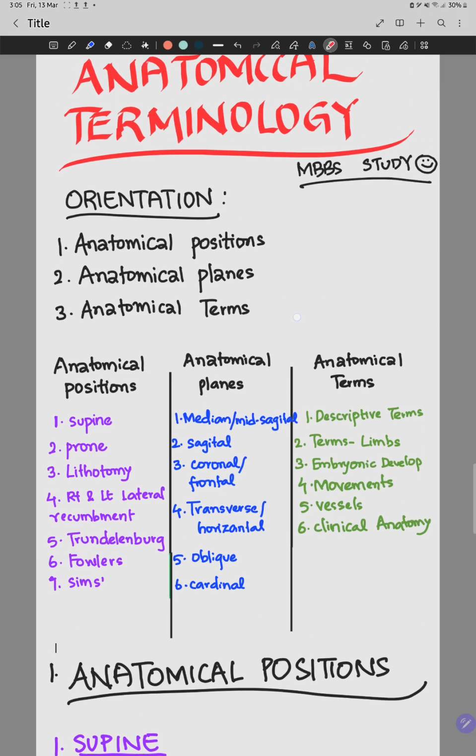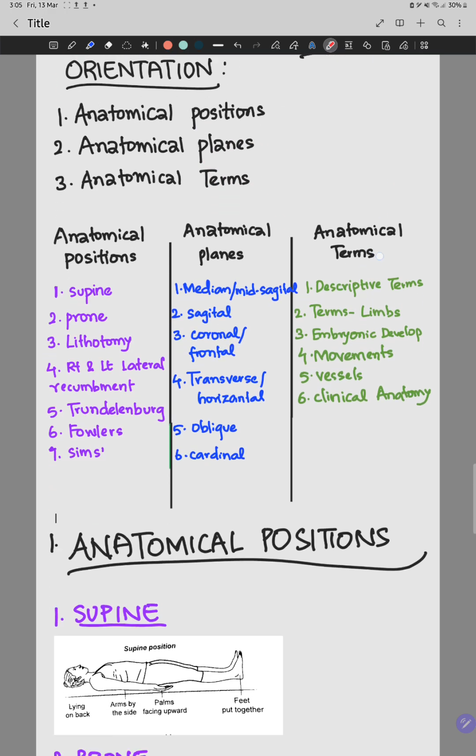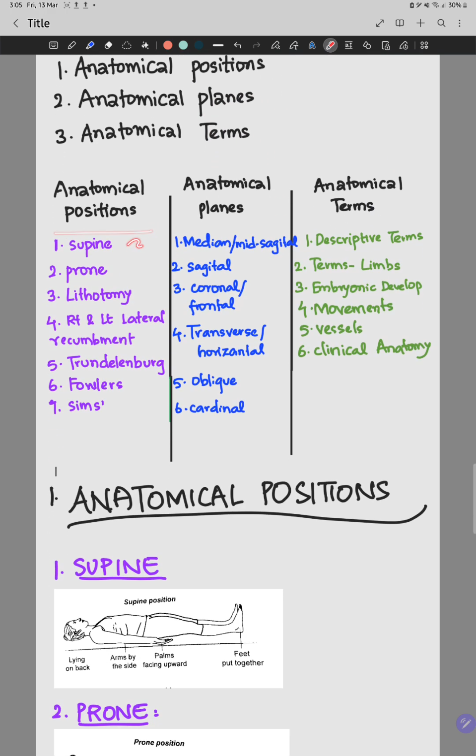So, as I said, I will start my class with the orientation. The orientation of this class is going to be anatomical positions, anatomical planes and anatomical terms. These are the three topics that we are going to discuss in this class of anatomical terminology: positions, planes and terms. First, coming to anatomical positions, there are seven positions: supine position, prone position, lithotomy position, right and left lateral recumbent position, Trendelenburg position, Fowler's position and Sims position. These are the seven positions.